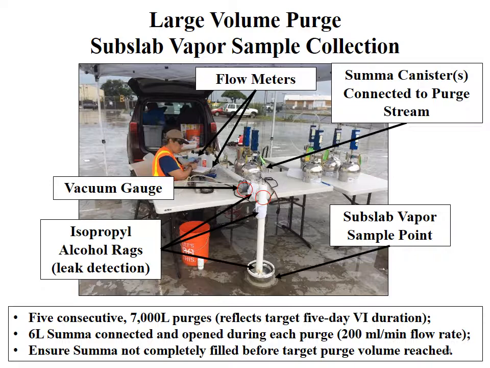A key point here is you want to make sure that the Summa canister doesn't fill up before the end of your target purge volume is reached. So this you need to test ahead of time, looking at the time it would take to reach your target purge volume and the time it would take to completely fill the Summa canister. Usually at a 200 milliliter per minute flow rate, we were able to collect our samples without filling the Summas up within about 8 or 9 minutes.